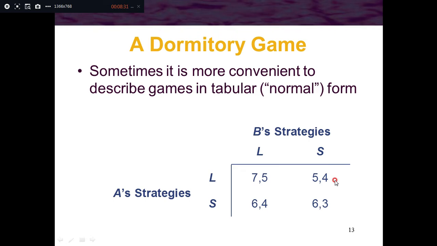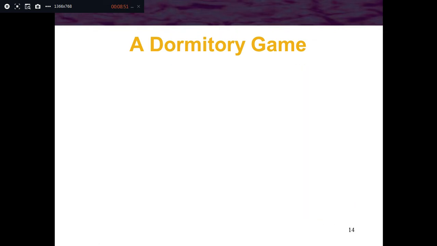Sometimes it is more convenient to describe games in a table. For example, A's strategy, B's strategy: A loudly, B loudly gives 7-5; A loudly, B softly gives 5-4; A softly, B loudly gives 6-4; A softly, B softly gives 6-3. We can show this in a table. So let us go back to our game.